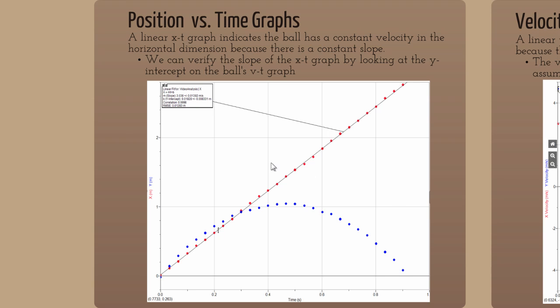In this case, I did a linear fit, and it is a line, and it has a slope of 3.038 meters per second. So that means the horizontal velocity of my ball is 3.038 meters per second. Now we can verify that when we look at the velocity time graph later on to say that that is actually the speed. The curved blue dots here, which show my Y position versus time, imply that there is a constant acceleration. And we'll see that when I go over here to the velocity time graph.